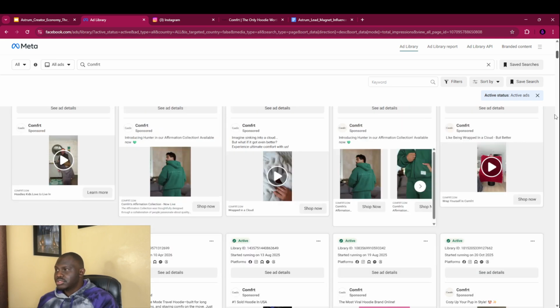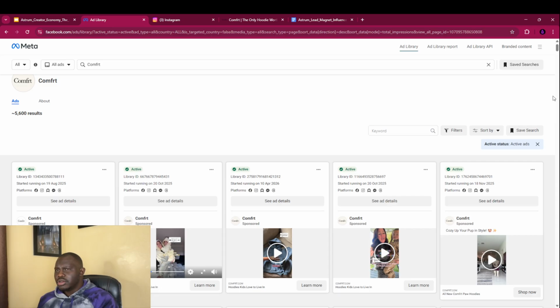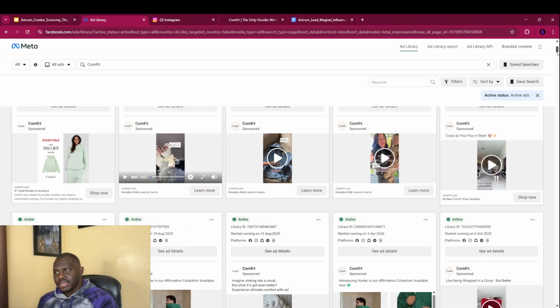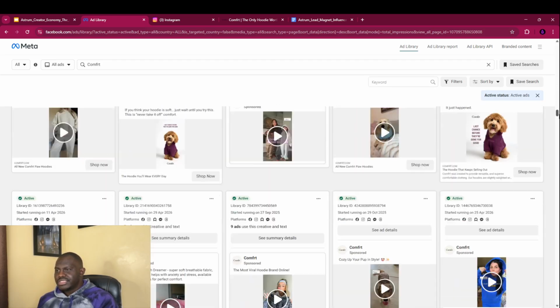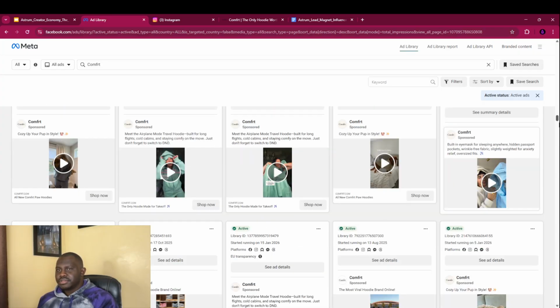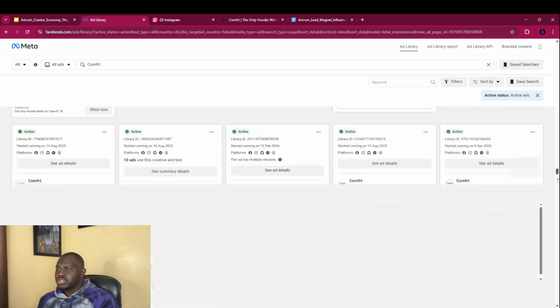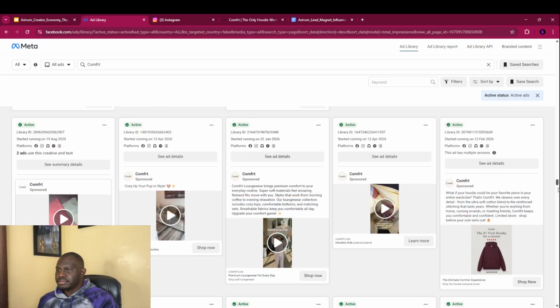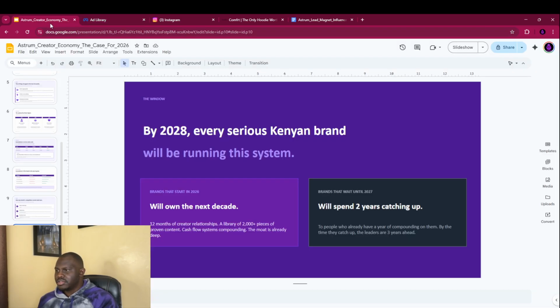5,000 ads. I think they said they are spending $500,000 a day. The guy is spending $500,000 in a day. You can imagine the level of scale he's operating at. All these creators, there are very few people who have 5,000 ads, 5,600, close to 6,000 ads running at the same time. This is next level, man. This is next level.